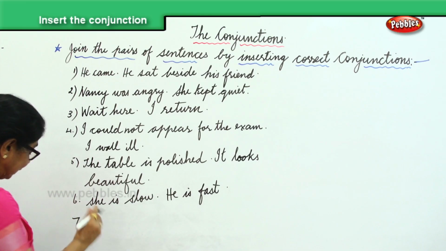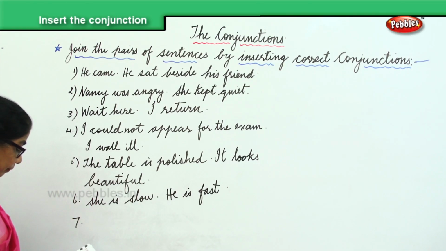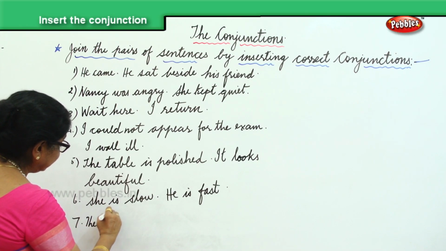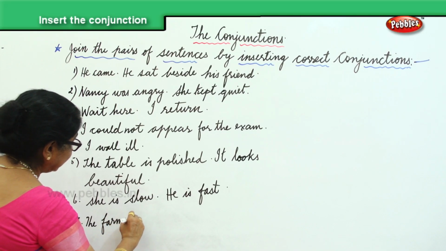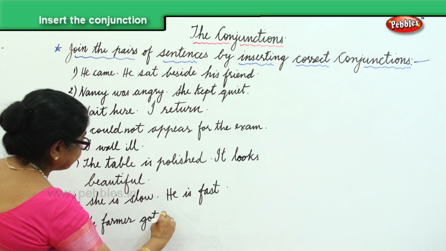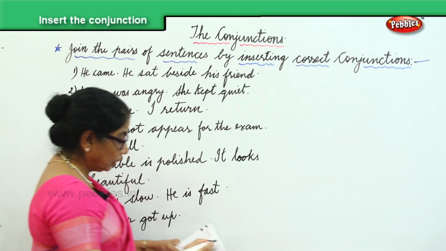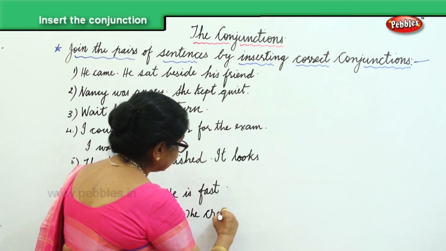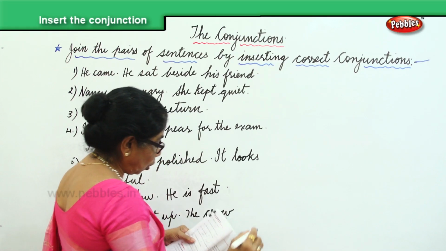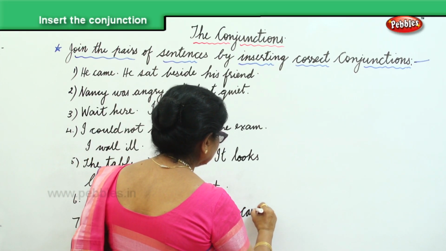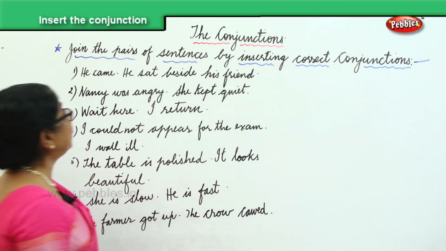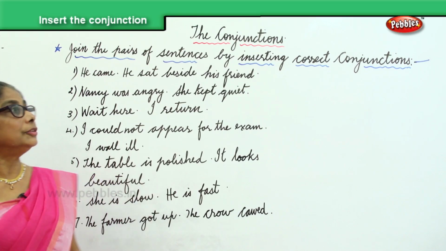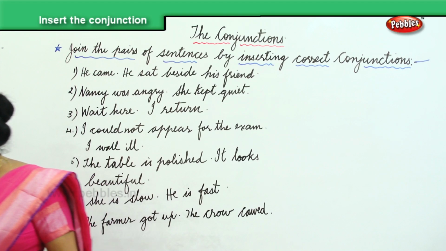And I can give you one more sentence. The farmer got up. The next sentence, the crow cawed. Now let us join the pairs of sentences by inserting a conjunction while we join this, and that's what we are going to do.